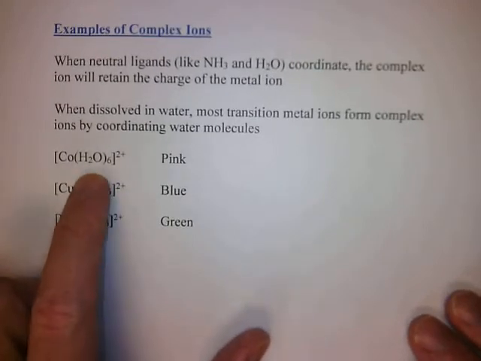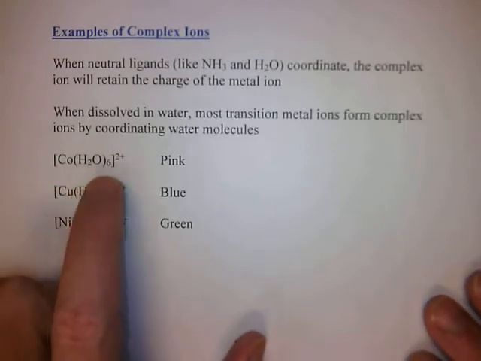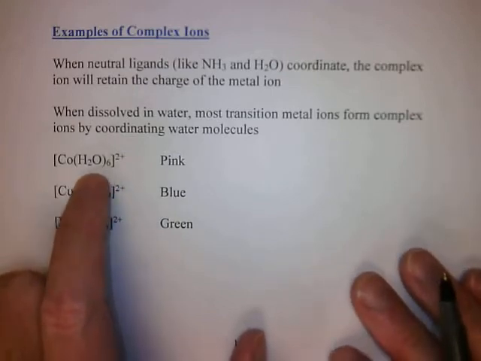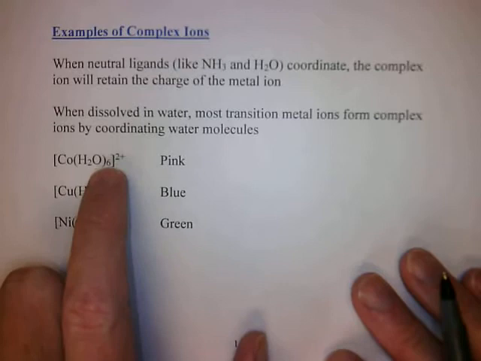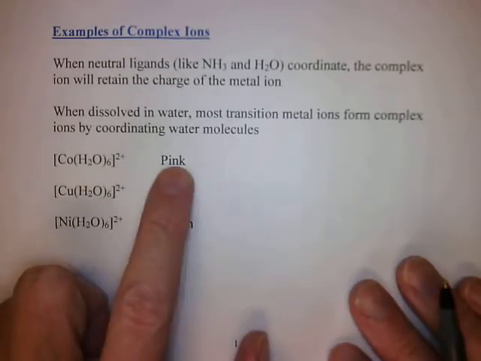So for example, when most cobalt-2 salts are dissolved in water, they will form what we call this hexaaqua ion. We'll get to the nomenclature towards the end. But they form this hexaaqua ion. Hexa means 6, aqua is water. Anyway, that is pink in color.